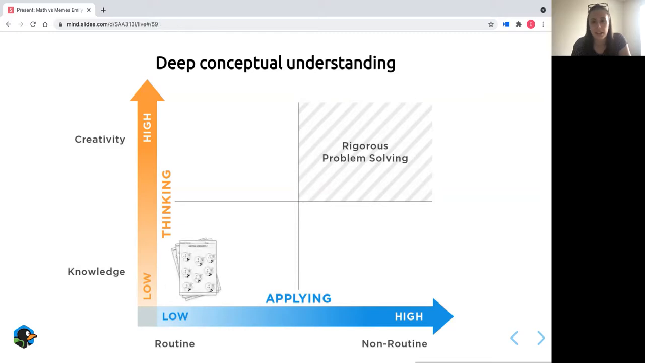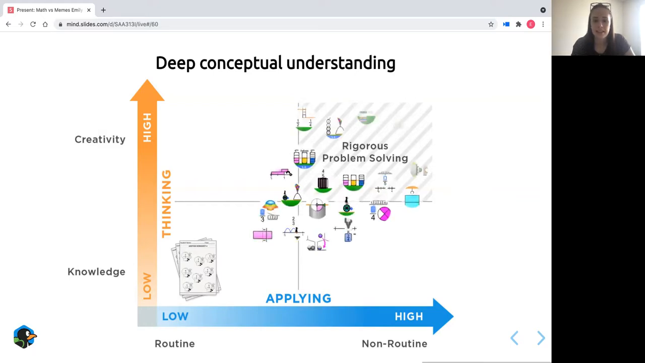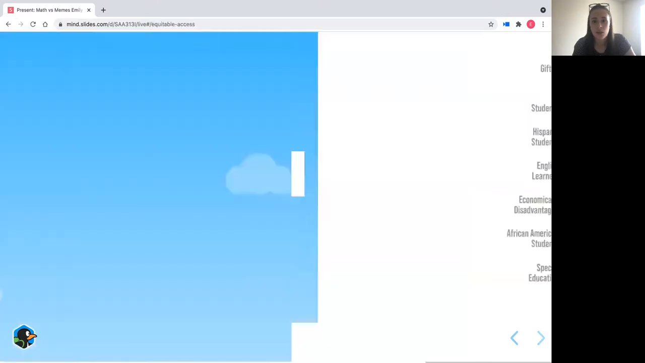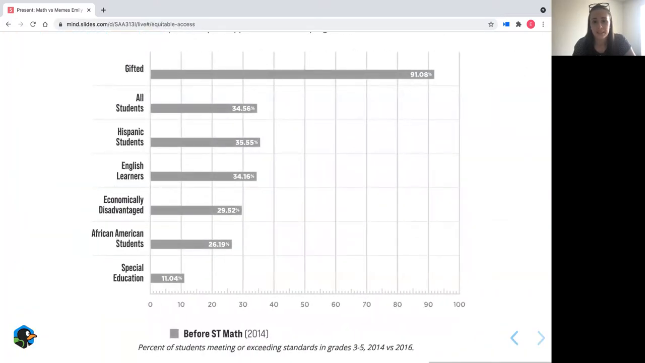And I'm not banning worksheets, they are certainly useful for practice. But when it comes to helping students build that conceptual understanding, a lot of times the way we try and get to that quadrant D, that rigorous problem solving, is through a word problem. What ST Math does is for all students without the barrier of language is getting students solving problems in that rigorous problem solving zone. And by doing so, by having low floor, high ceiling activities, we're able to keep students on grade level.